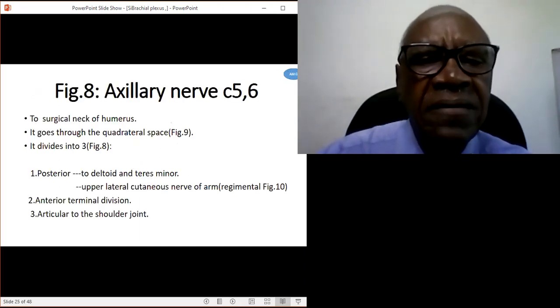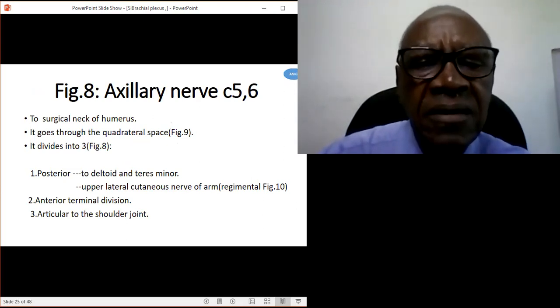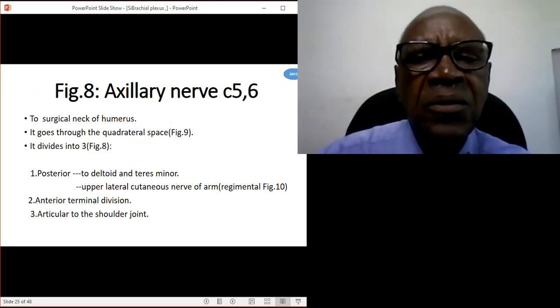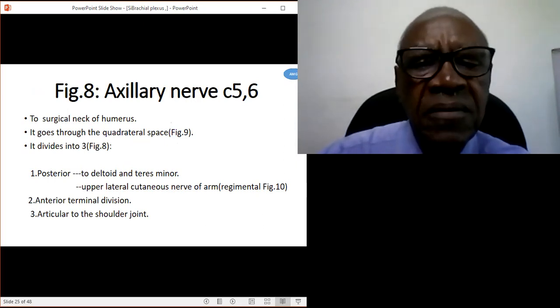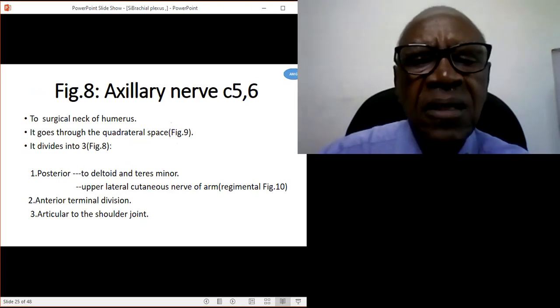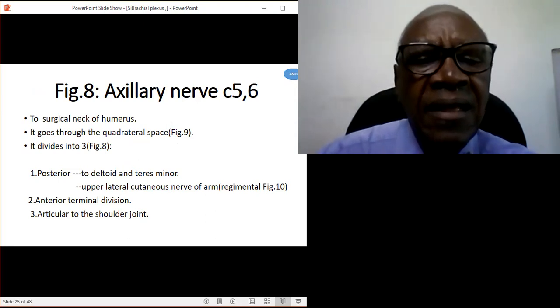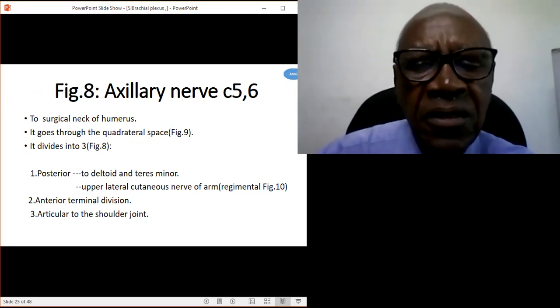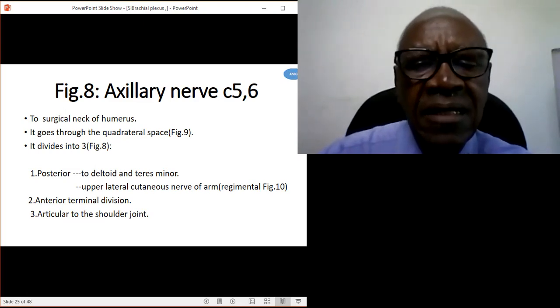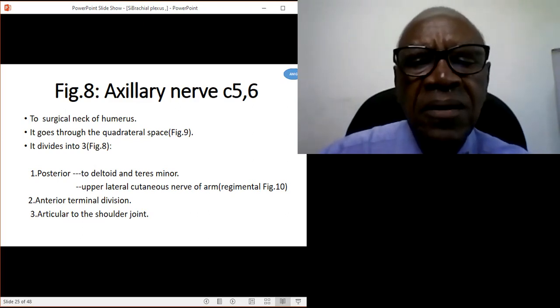The axillary nerve. It goes round the neck of the humerus, goes through the quadrilateral space, and divides into 3. Posterior branch: the deltoid and the teres minor, and the upper lateral cutaneous nerve of arm. The second branch is the terminal anterior division. Then the third one is the articular, the shoulder joint.